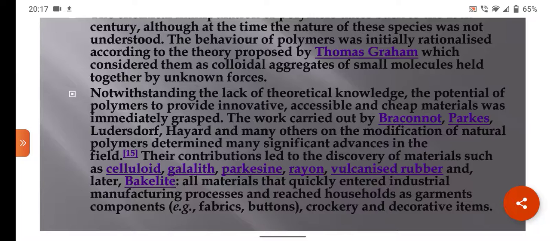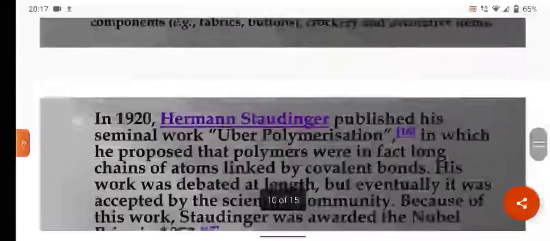manufacturing process and reached households as garments components. Example fabrics, buttons, crockery, and decorative items.